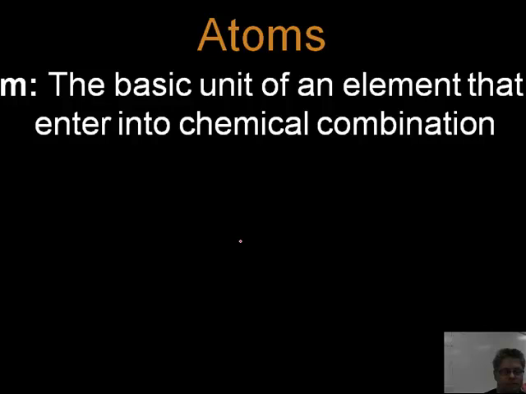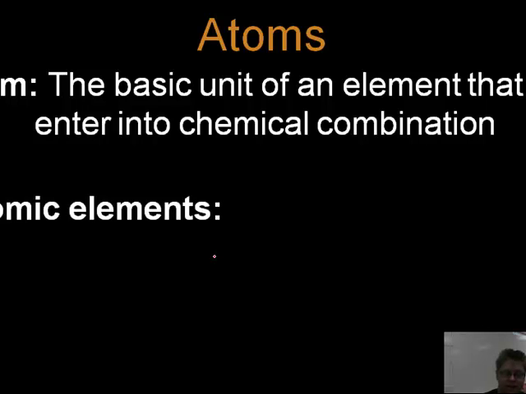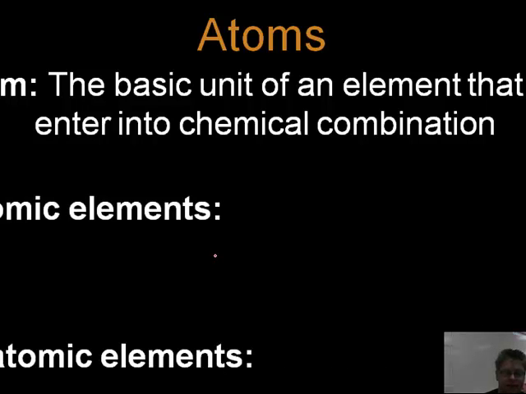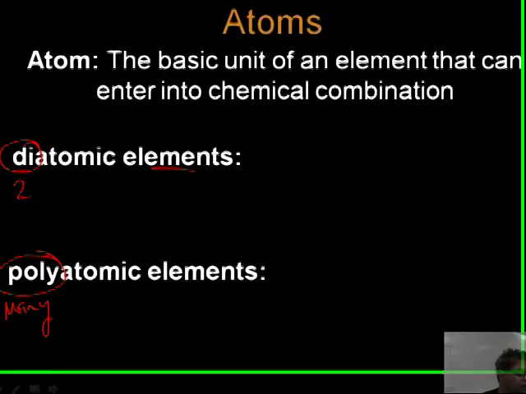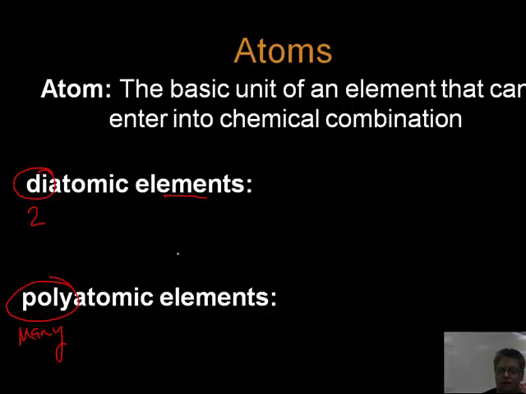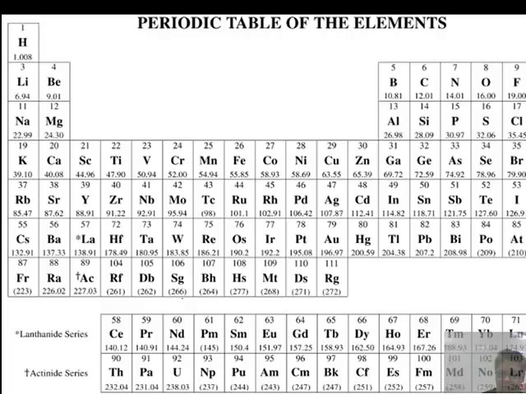So atoms, these are the basic unit of an element that can enter into a chemical combination. There are diatomic elements, and there are also what are called polyatomic elements. From the prefixes here you can see di and poly, di meaning two, poly meaning many. Now the funny thing is, you go, wait, two atom elements, that means they contain two of the same element in their simplest form. And then polyatomic would contain more atoms in their simplest form.